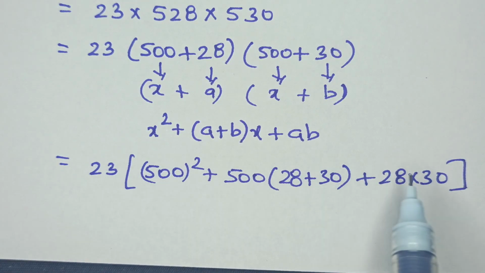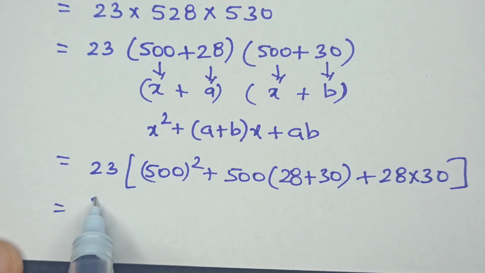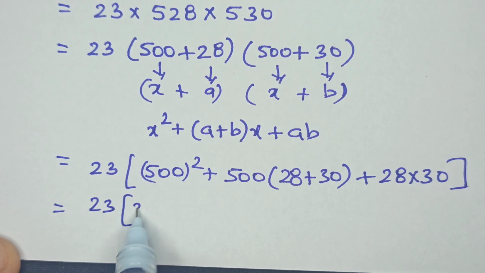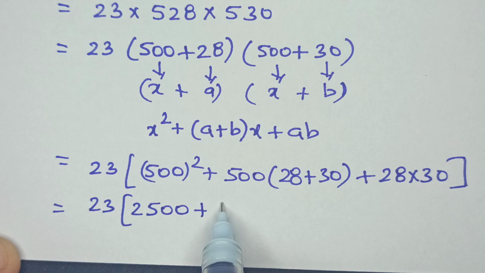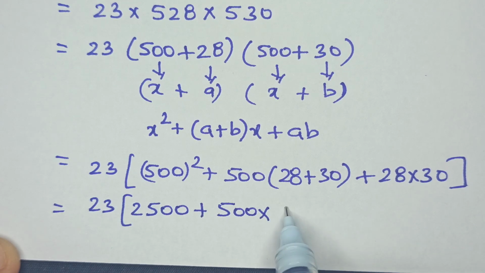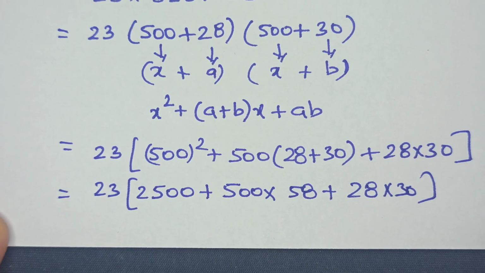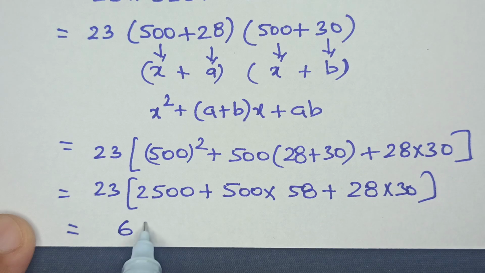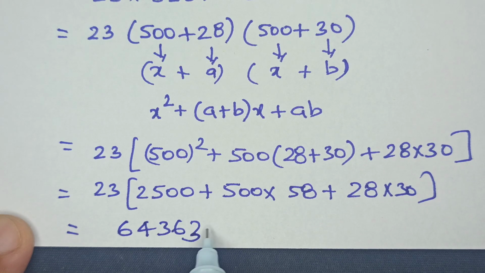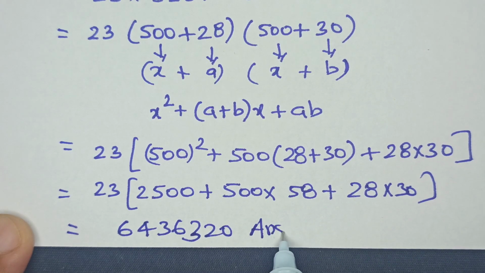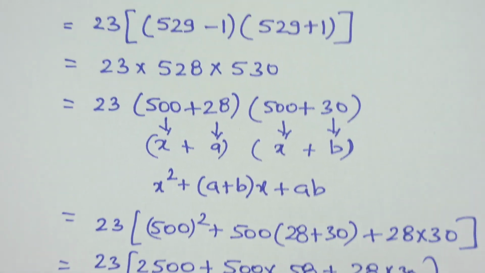Now when you solve this entire equation, this would be 23 multiplied by 500 square is 250000 plus 500 multiplied by 58 plus 28 multiplied by 30. And when you solve this entire equation, the final answer that you get is 6436320. So this right here is the final answer to this particular problem.